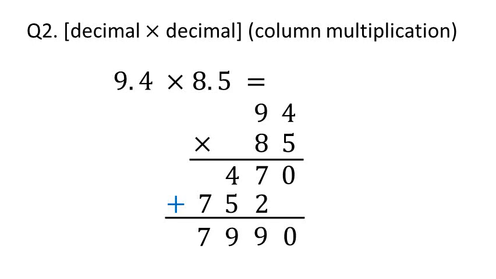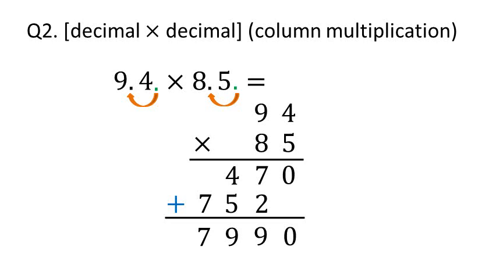Now we need to deal with the decimal point. The original question was 9.4 times 8.5, but we did 94 times 85. Since 94 is a whole number, we can place the decimal point at the right end. To change 94 to 9.4, the decimal point was moved one place to the left. In a similar way, 85 can have the decimal point at the right end. To change 85 to 8.5, the decimal point was moved one place to the left. This means we need to move the decimal point 2 places to the left.